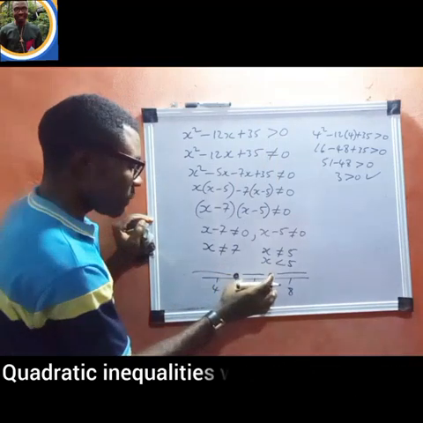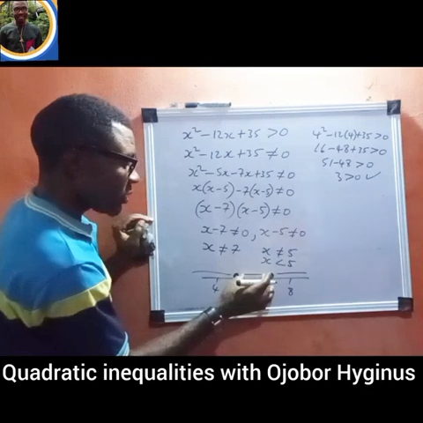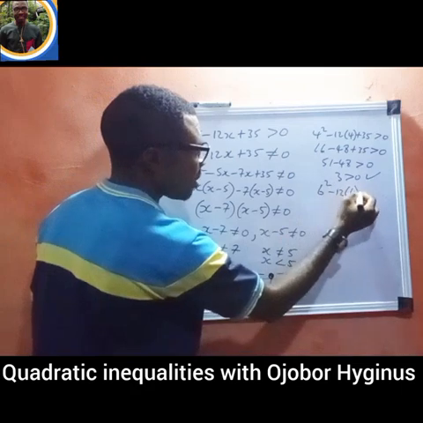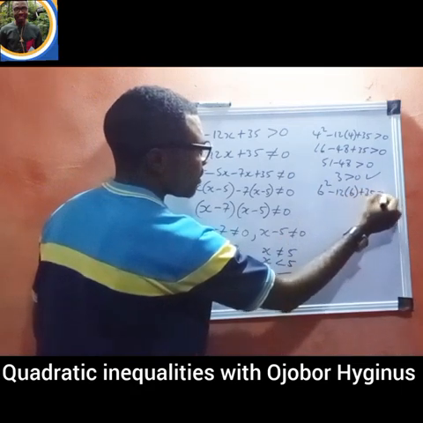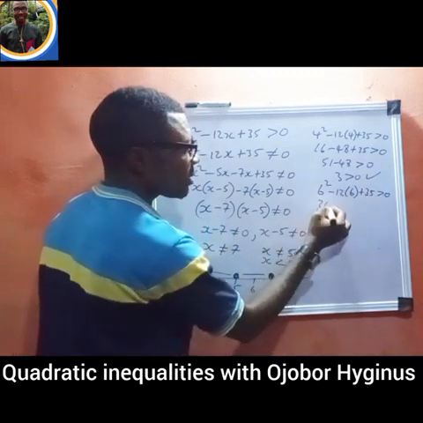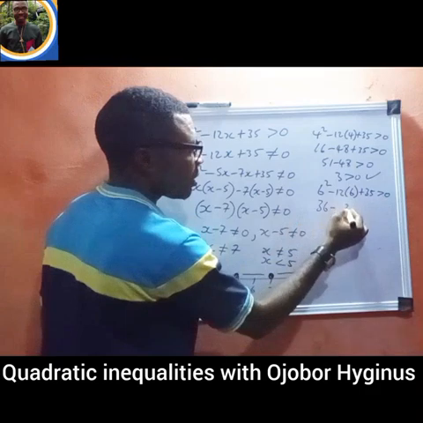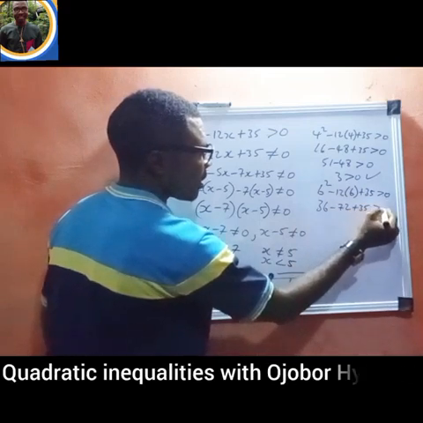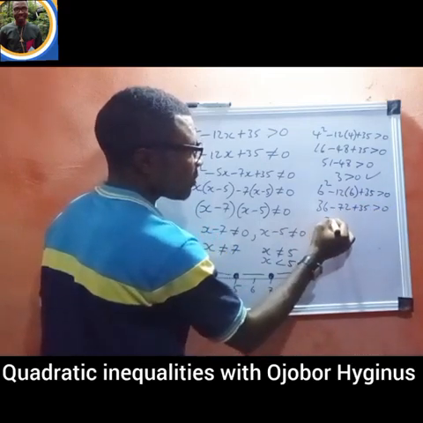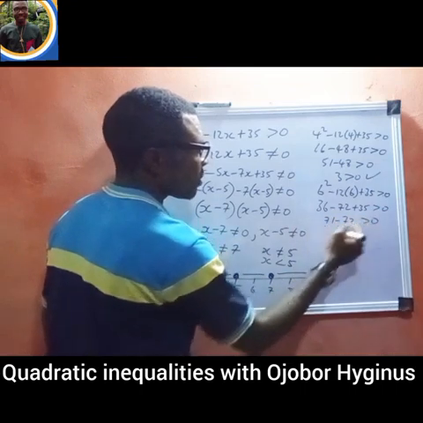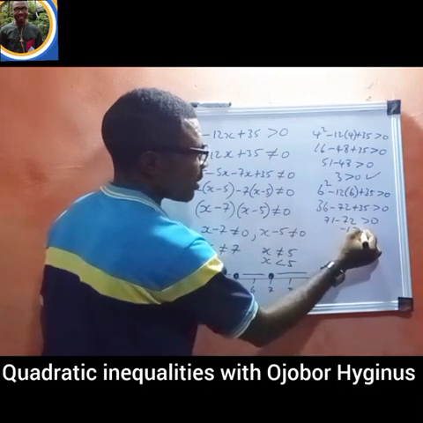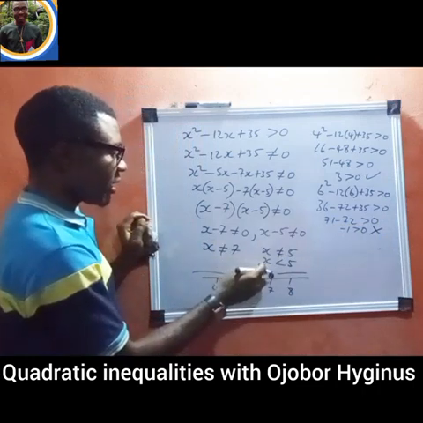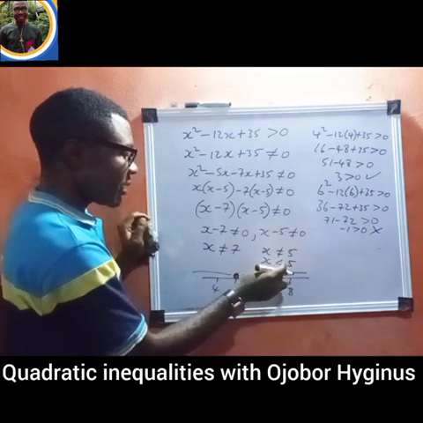Then let's check this region. We can use 6 for the second region. If I check 6 squared minus 12 into 6 plus 35 greater than 0. 6 squared is 36 minus 12 times 6 is 72 plus 35 greater than 0. 35 plus 36 is 71 minus 72 greater than 0. 71 minus 72 is minus 1, greater than 0. Minus 1 is not greater than 0. So this region is not satisfied. So x is not greater than 5. That is why this one is correct: x is less than 5.